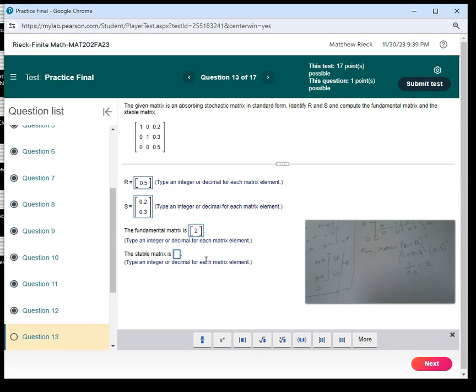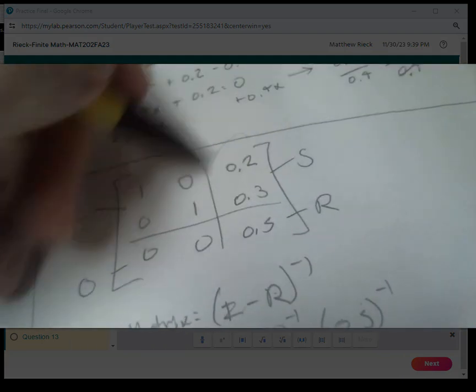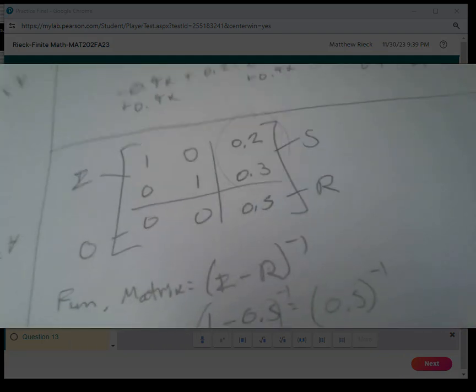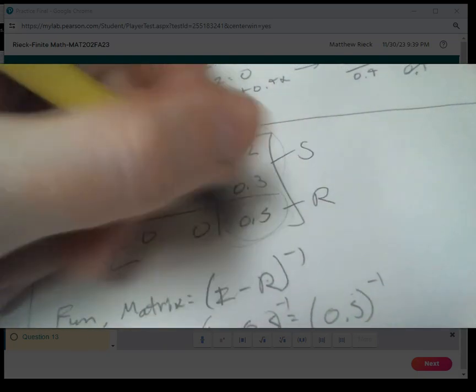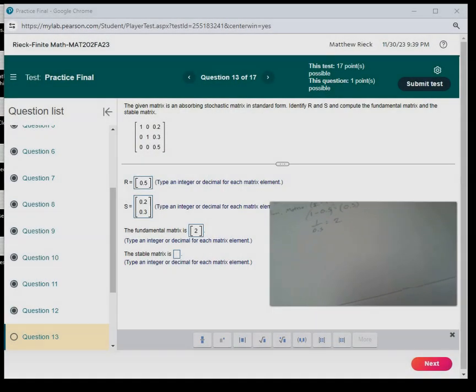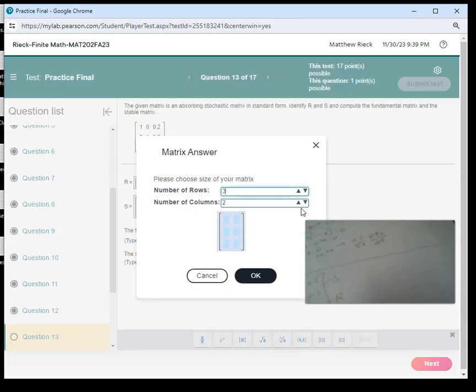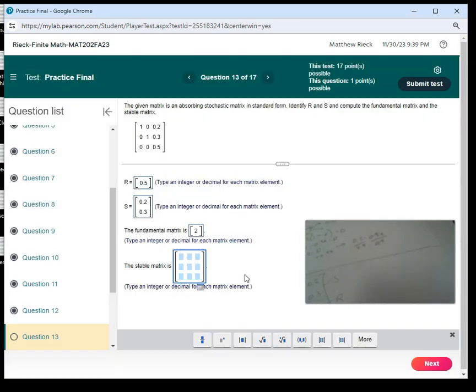In the stable matrix, you're going to take that fundamental matrix and multiply it by the entries in your submatrix S. And then 0 is going to be all along the last rows. In this case, the stable matrix is going to be the same dimension as my original, so it's going to be 3 by 3. We're still going to have 0. And then we're going to take 0.2 times 2, which is going to be 0.4, 0, 1. And then we have 0.3 times 2, which is going to be 0.6. And we have 0, 0, 0.